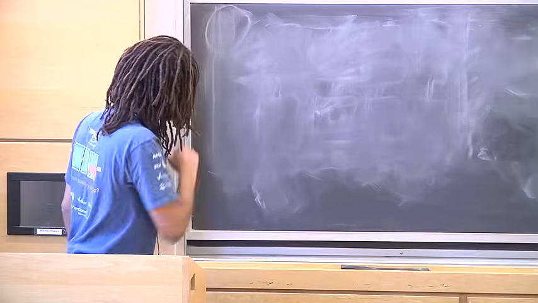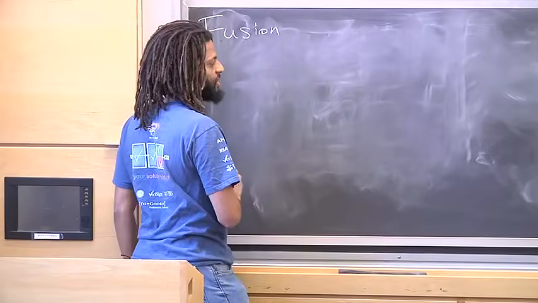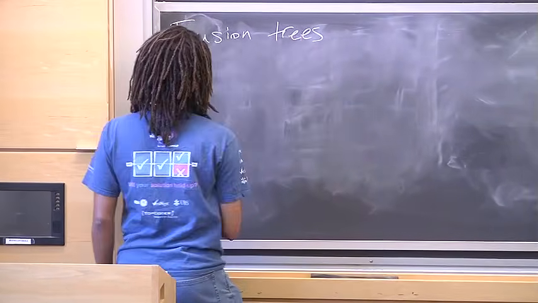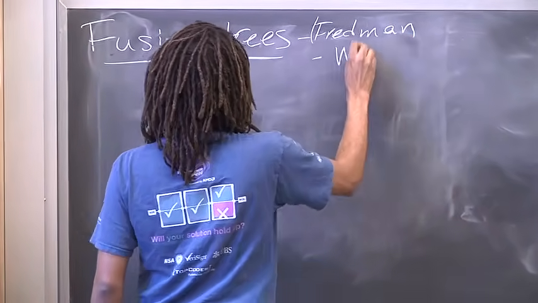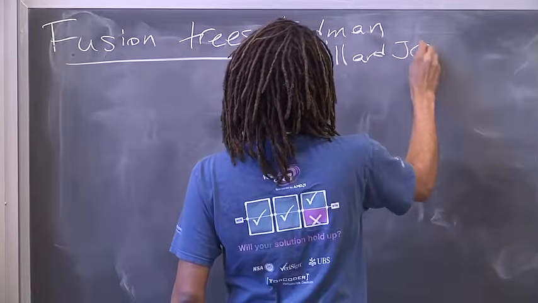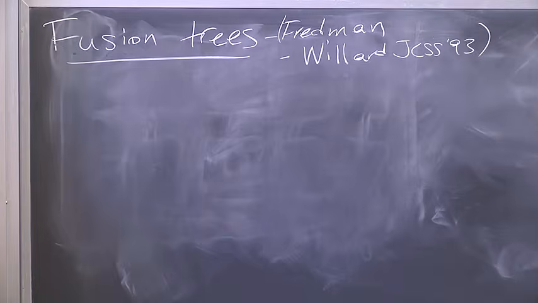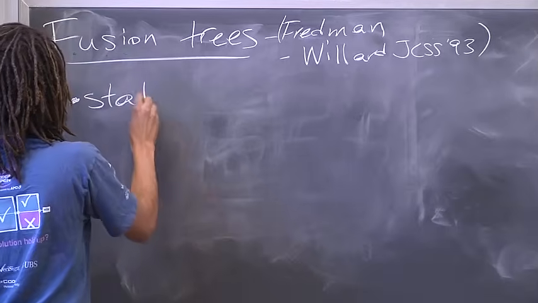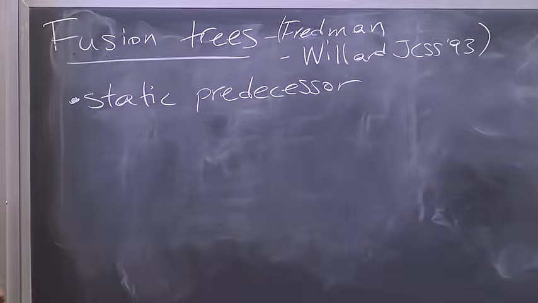Okay, so now we'll do fusion trees. Remember, we're solving the predecessor problem. This is due to Fredman and Willard in, I guess, 93. And we're going to look at the static predecessor problem. Later, after their paper, it was made dynamic.